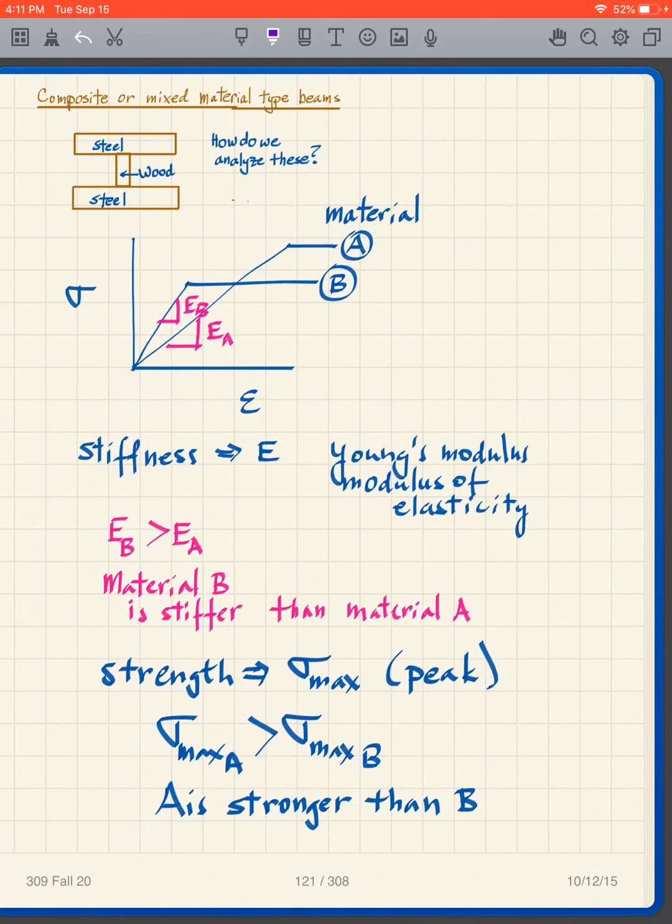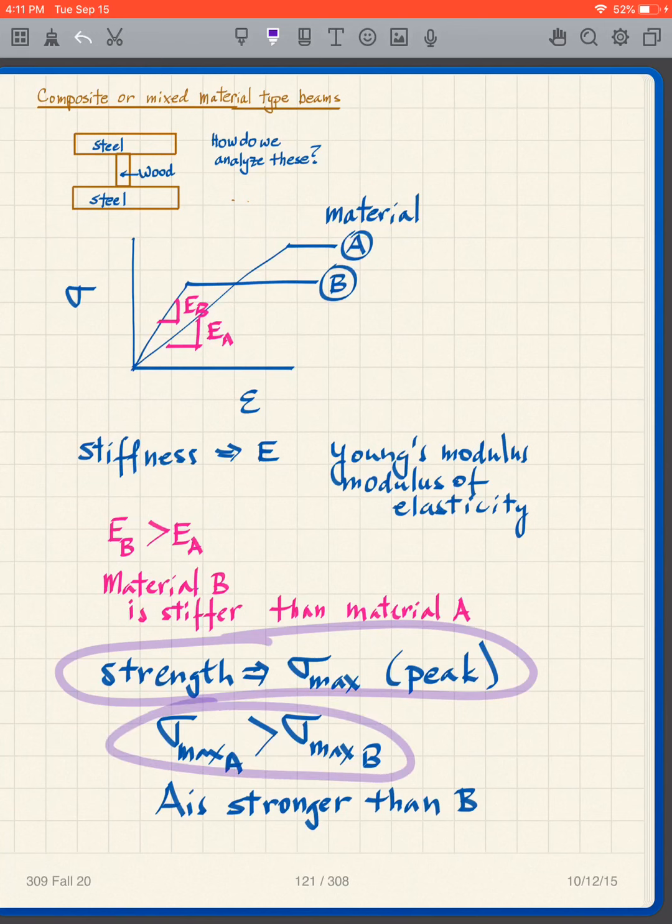On the other hand, which is stronger? In other words, E_B is greater than E_A, so material B is stiffer. Which is stronger? Well, the definition of strength is the peak. So what I find is that material A has a higher peak than B, so material A is stronger than B. So strength is the sigma max, the peak. Sigma max A is bigger than sigma max B, which means that A is stronger than B.